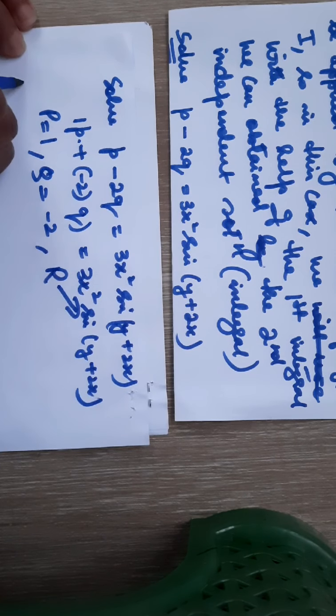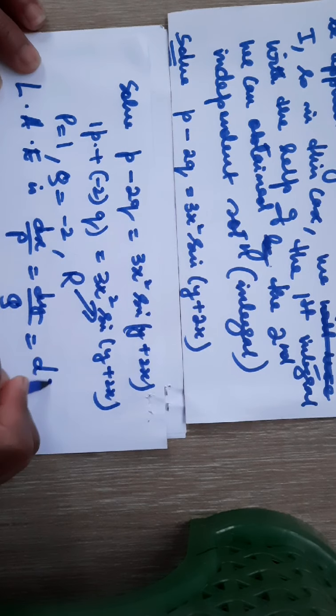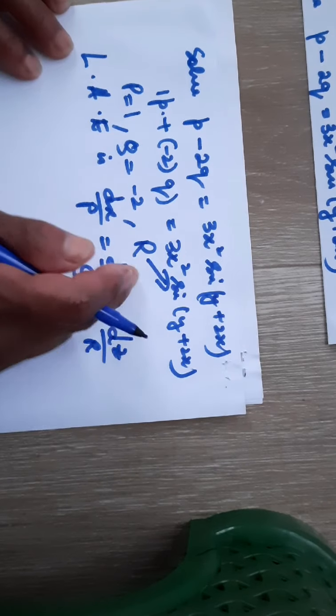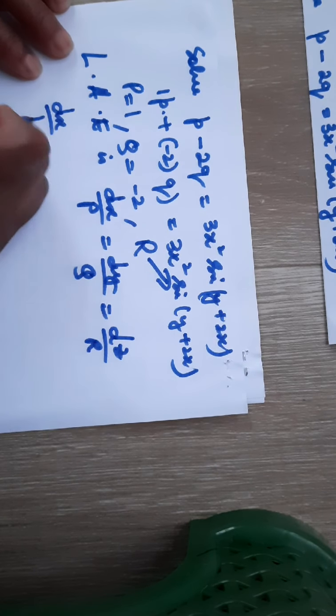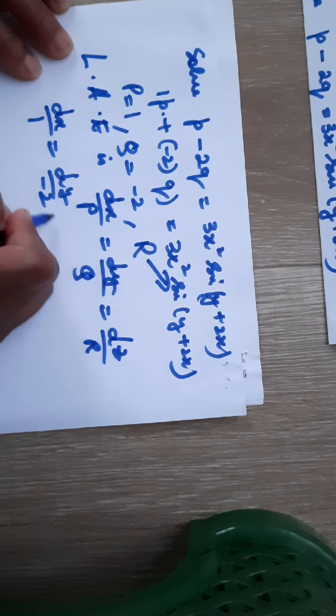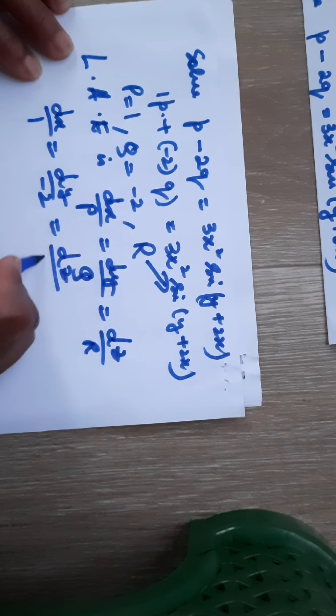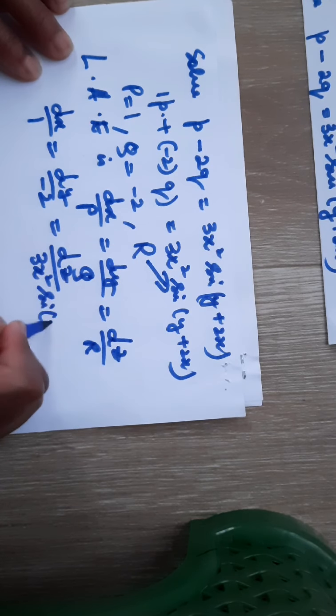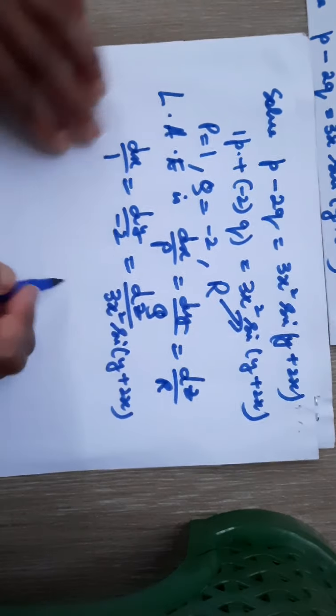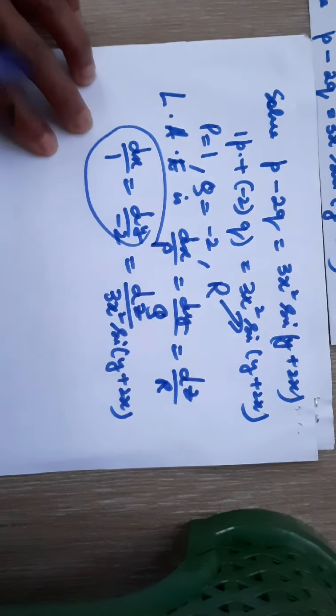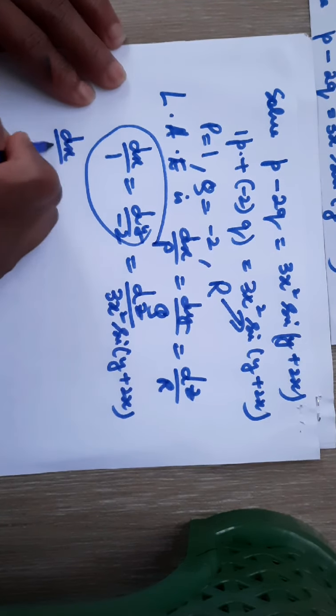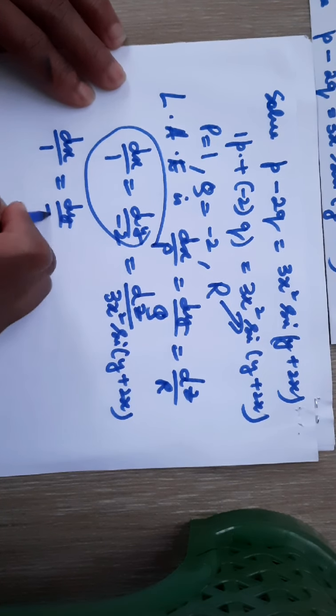So the Lagrange's auxiliary equation in this case is given by dx by P equals dy by Q equals dz by R. If you substitute the values of P, Q and R, then you'll get dx by 1 equals dy by minus 2 equals dz by 3x squared sin(y plus 2x). Now let us use the first two fractions. By taking the first two fractions, you can get one independent integral.